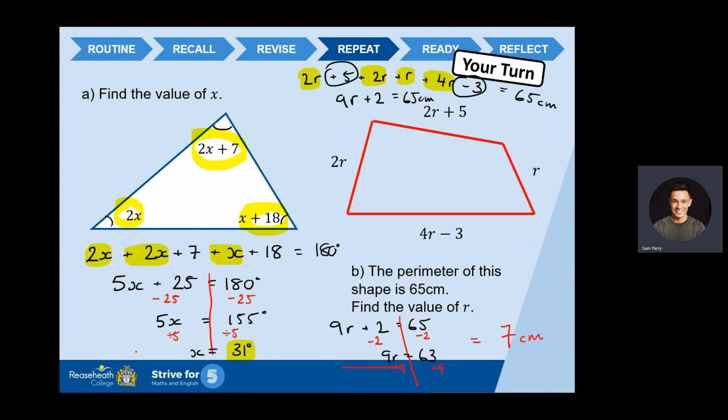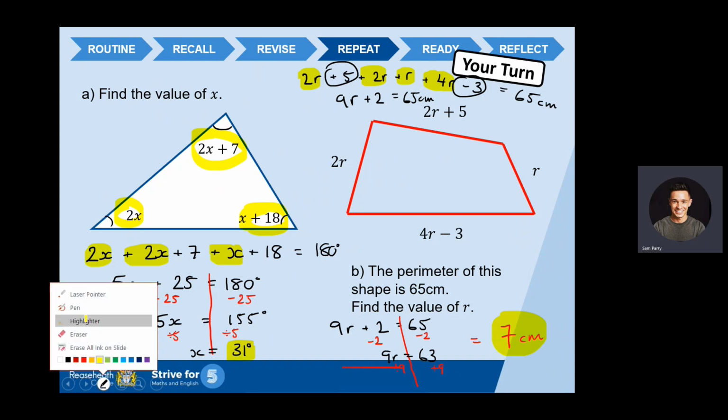Find the value of r. There you go, examiner. That is the value of r. Give me my marks, move on to the next question. So that is a general summary of forming and solving equations with shapes, with diagrams.